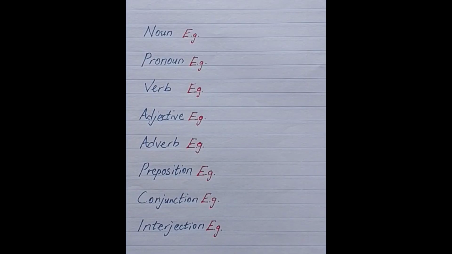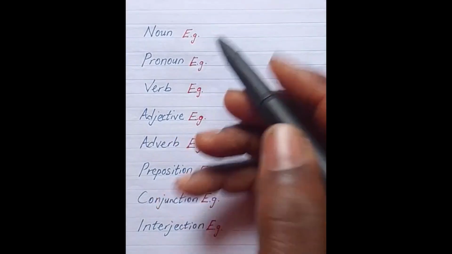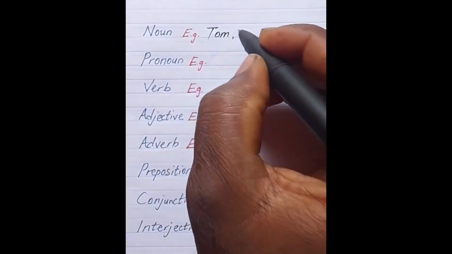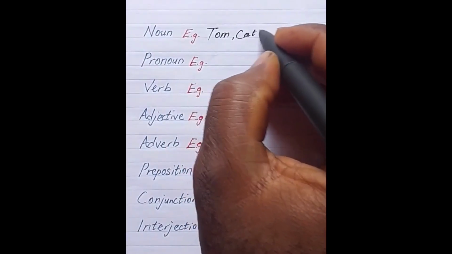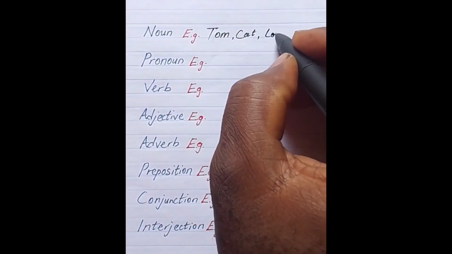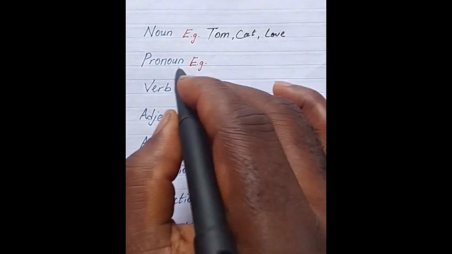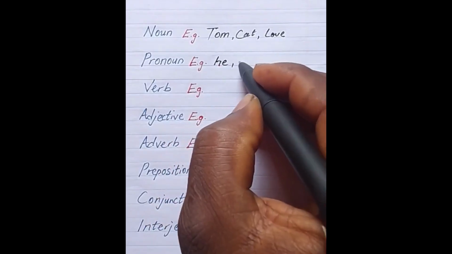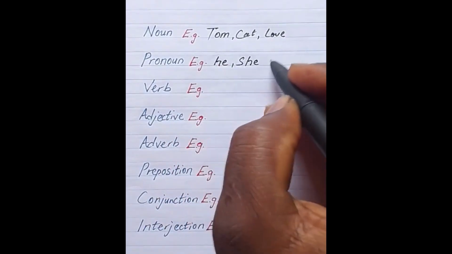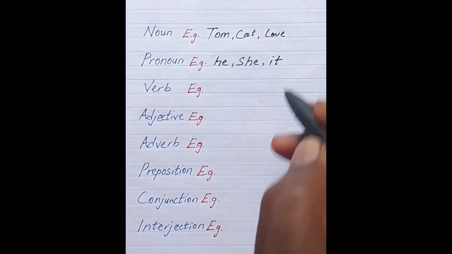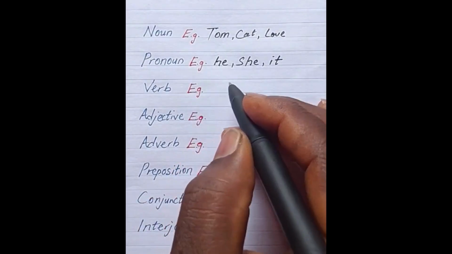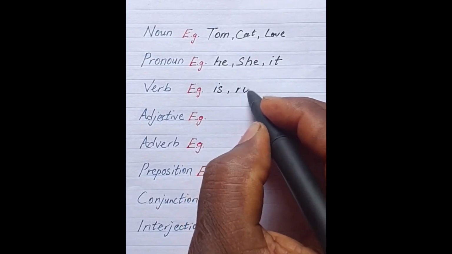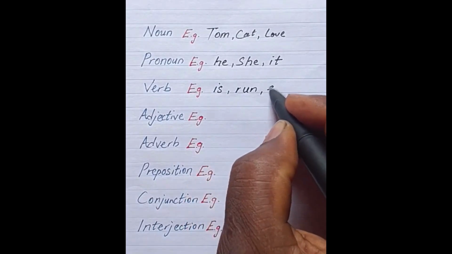Parts of speech in English. Noun, example: tongue, cats, love. Pronoun, example: he, she, it. Verb, example: is, run, eat.